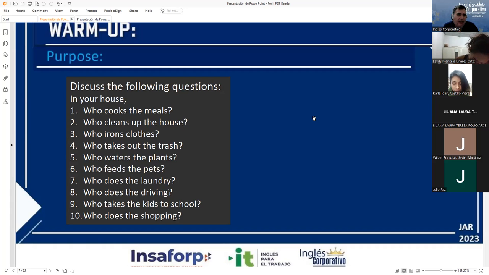Who does the shopping? So, who cooks the meals? Who cleans up the house? Who irons clothes? Who takes out the trash? Who waters the plants? Who feeds the pets? Who does the laundry? Who does the driving? Who takes the kids to school? Who does the shopping? Okay, questions about the questions.